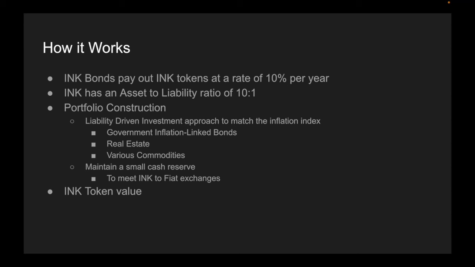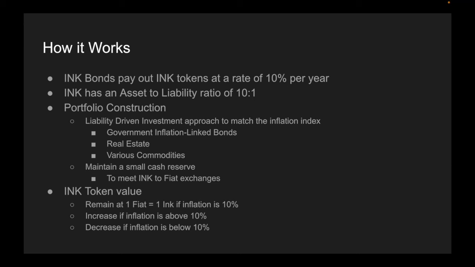And then the INK token value is going to be changing relative to fiat, depending on how inflation was. So if inflation is at 10%, then it's going to remain at the value of one fiat is equal to one INK token. But if inflation increases above 10%, the INK token is going to increase in value, and it's going to decrease if inflation is below 10%. So a little bit of maths, a little bit of calculations have to be done to maintain that, but essentially you're stripping out the inflation risk so that the person's value remains the same over time.